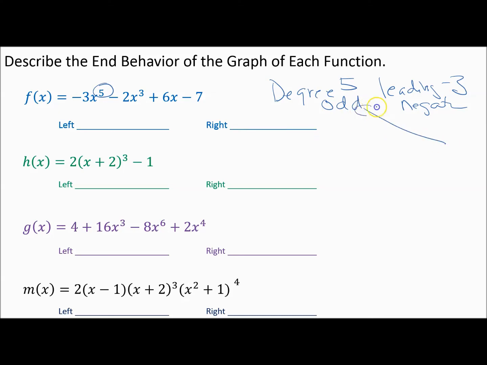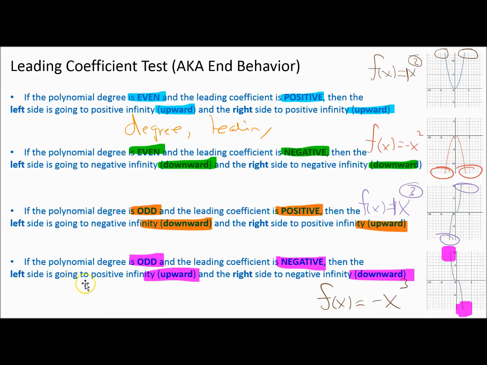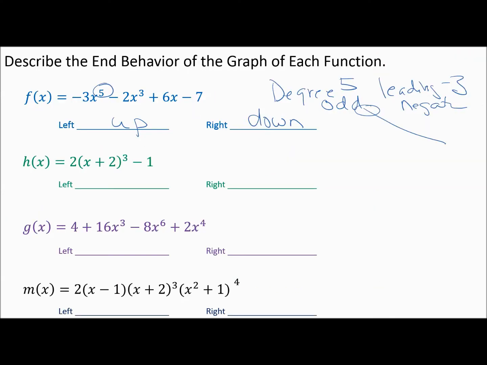So it means the left side, notice here, is upward. I'm just going to put up, and the right side is downward. Or you can just go back and look at your list, and it is the fourth case with an odd degree, negative leading coefficient. The left side's going to positive infinity, which is upward, and the right side is negative infinity, which is downward. Okay, let's look at the next case.